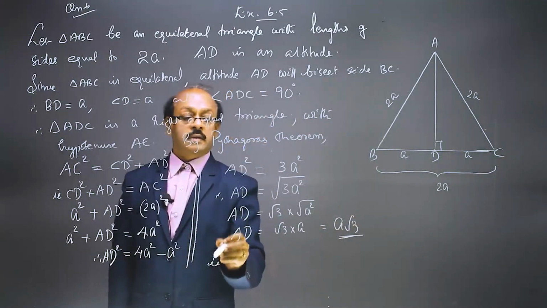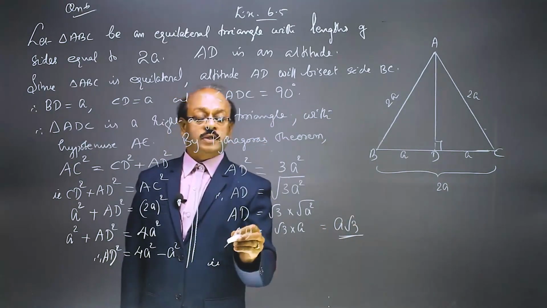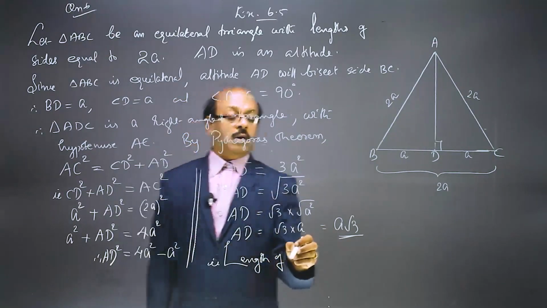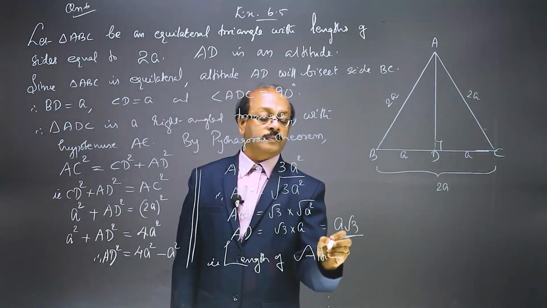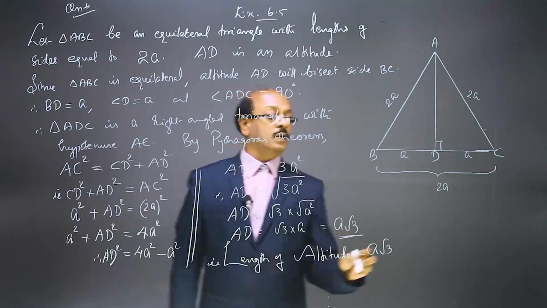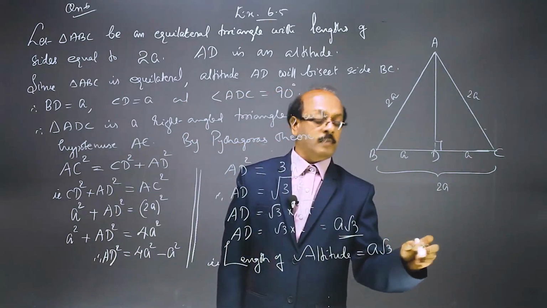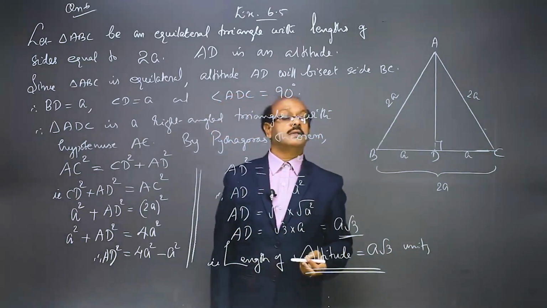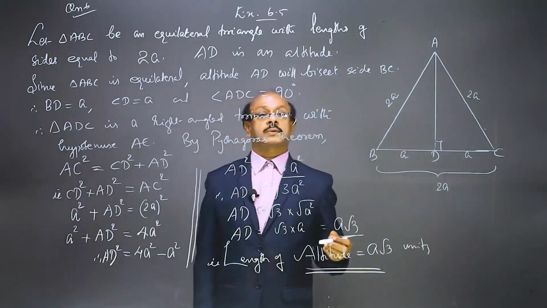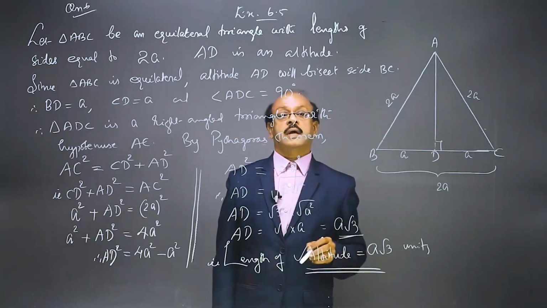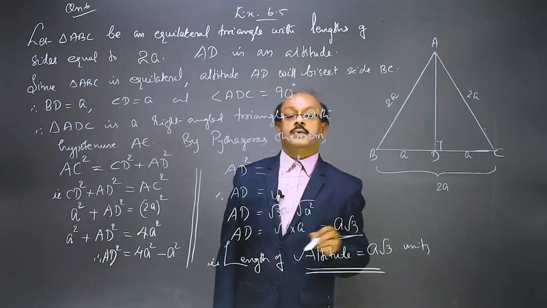That is, length of altitude is equal to a root 3 units. Thus, we obtained the length of the altitude as a root 3 units. A root 3 is the measure of altitude of an equilateral triangle whose one side is 2a units.